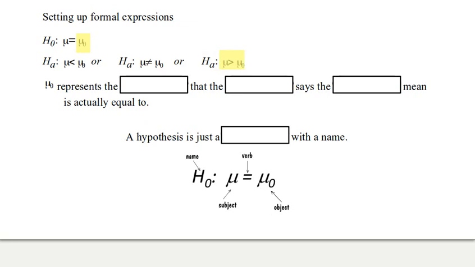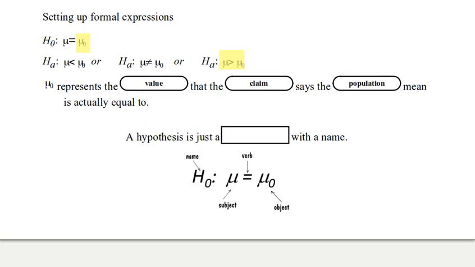Mu sub 0 represents the value that the claim, that is the null hypothesis, says that the population mean is actually equal to. So a hypothesis is just a sentence with a name. The name of this sentence is H sub 0, the null hypothesis. The subject is the population mean mu. The verb is equals, and that's equal to the object mu sub 0, that claimed value.